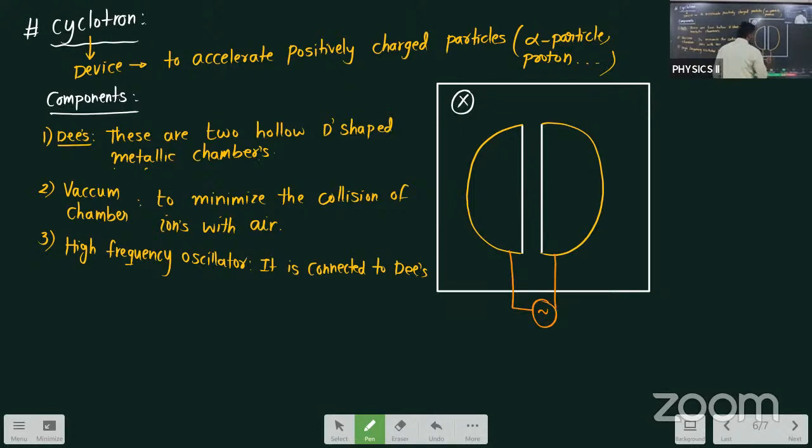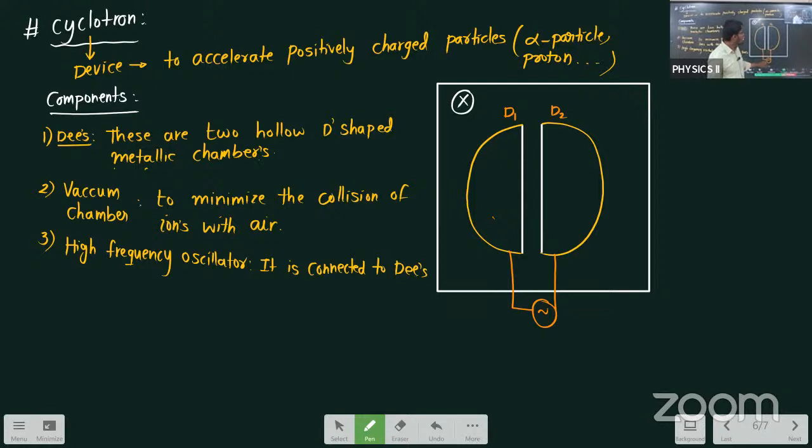What does it do? Suppose let me write this one as D1 and this is D2 chamber. Sometimes it will be making D2 chamber as positive and it will make D1 as negative. In the next cycle, it will make this one as positive and this one as negative. It will alternate the voltage, it will alternate the polarities of these two Ds. If this is becoming positive, it will become negative.